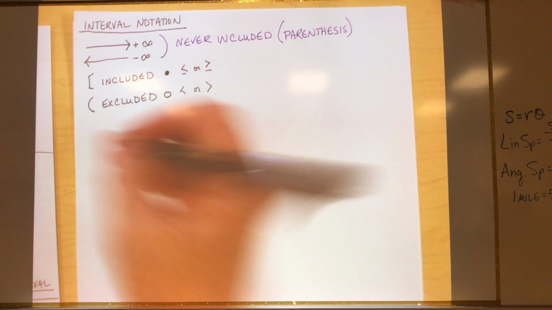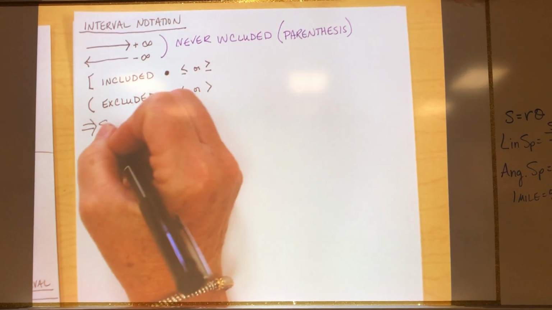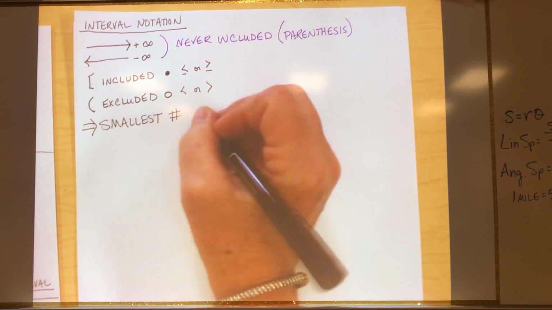This never stops, so he's never included. All right, so that's, one more thing. One more thing. This is a rule. The smallest number goes on the left.